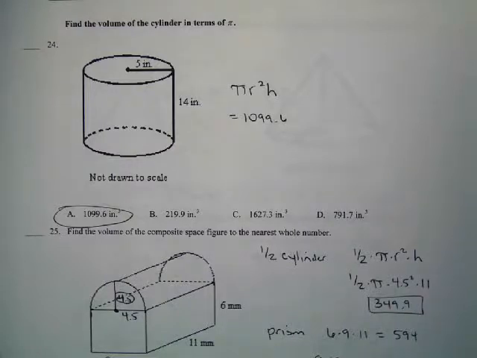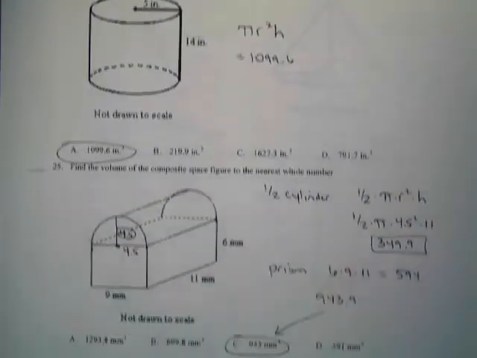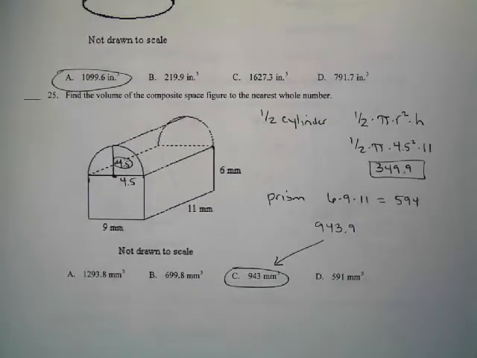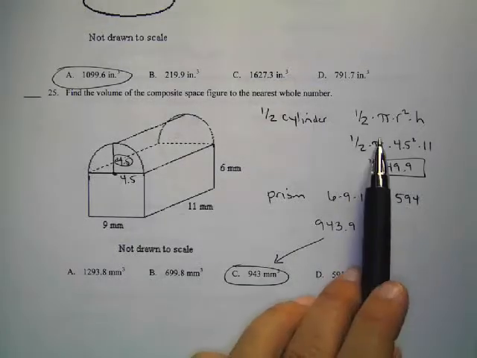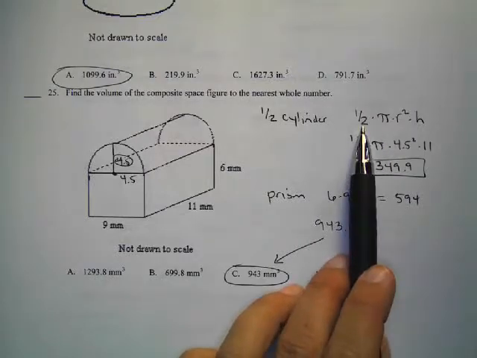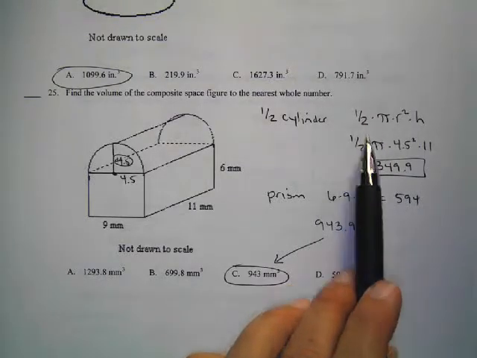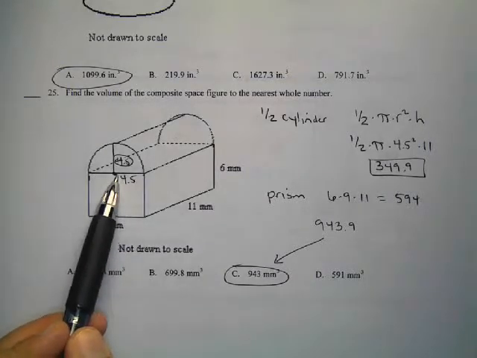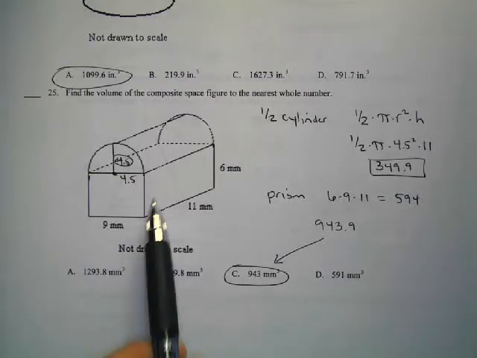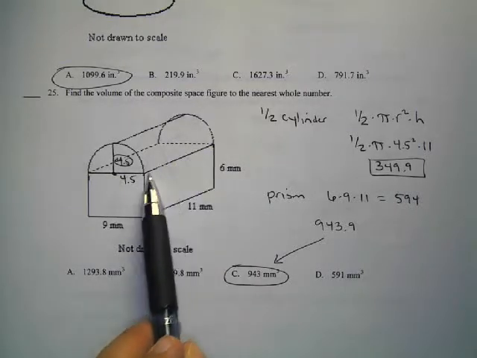Number 25, the volume of the composite figure, meaning you have half a cylinder plus a prism. So the volume of half a cylinder, you would use the same formula you did in number 24, just take half. So the radius is half of 9, which is 4.5. So pi times 4.5 squared times the height of 11, which is the height between the two circles, or half circles. Make sure you divide by 2.